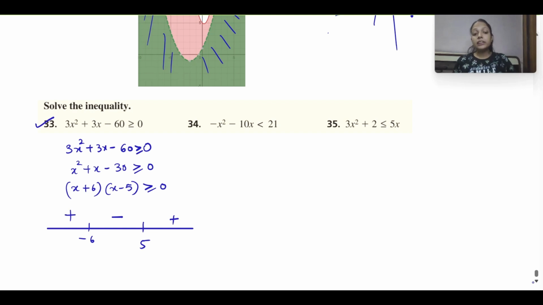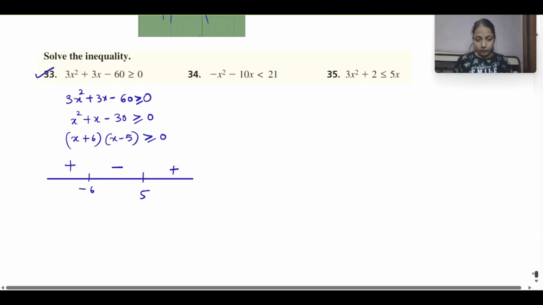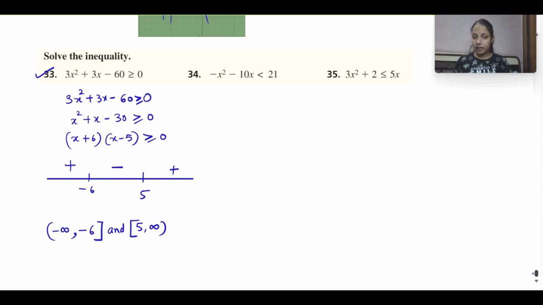And I want answers only which are greater than or equal to 0. So the first is 5 to infinity. Because the equality sign is there, I include this term. Less than negative 6. So minus infinity to negative 6, included. This and this. These are the two intervals which are the answers.